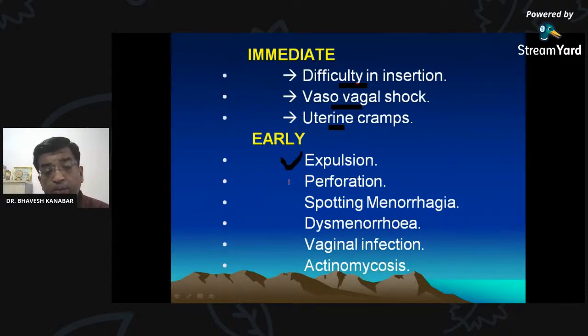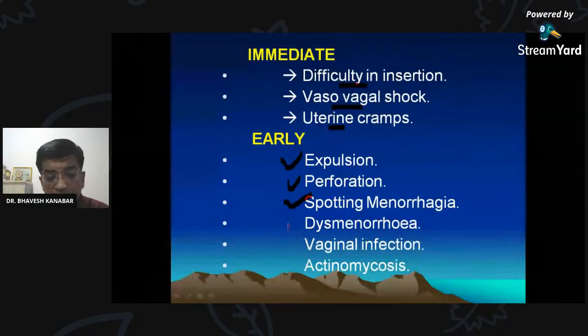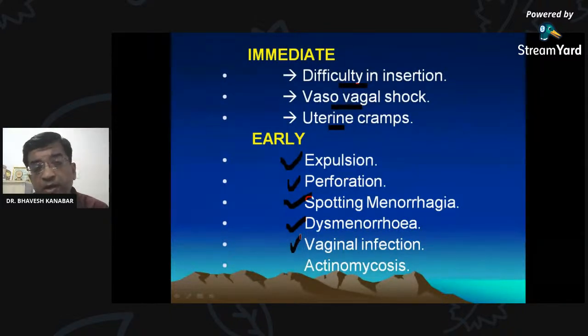There can be a chance of perforation in some women. This device can perforate the uterus and come into the abdominal cavity. Spotting, menorrhagia, dysmenorrhea, which is painful uterine bleeding, vaginal infection. This device serves as a foreign body. So if proper aseptic precautions are not taken during insertion or even after that, that can lead to vaginal infection.